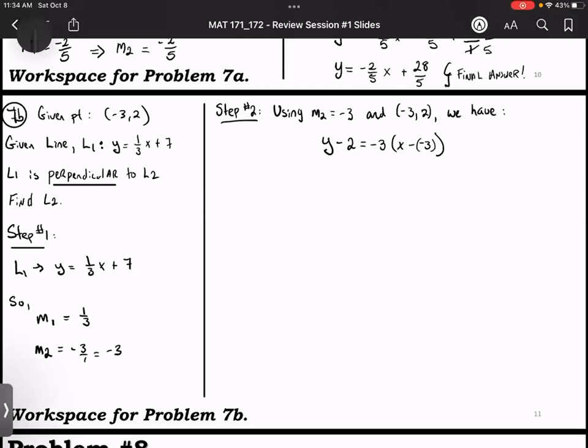Can I simplify the point slope form just a tad bit? Yeah. Which part am I simplifying? The left-hand side or the right-hand side? Right-hand side. Namely, we're combining the two negatives. So this will become y minus 2 equals -3 times x plus 3. So that's your point slope form.